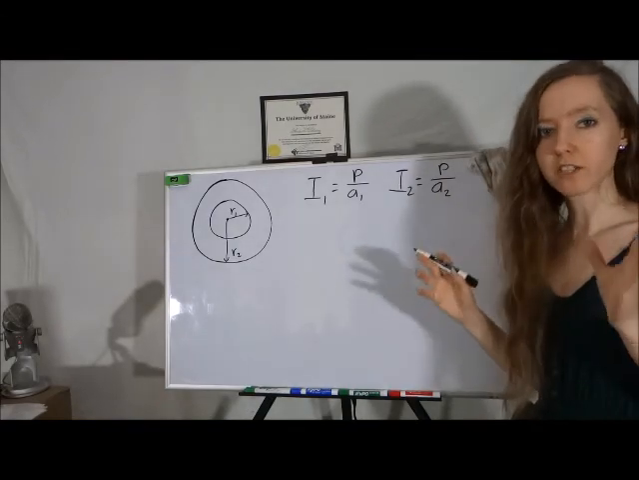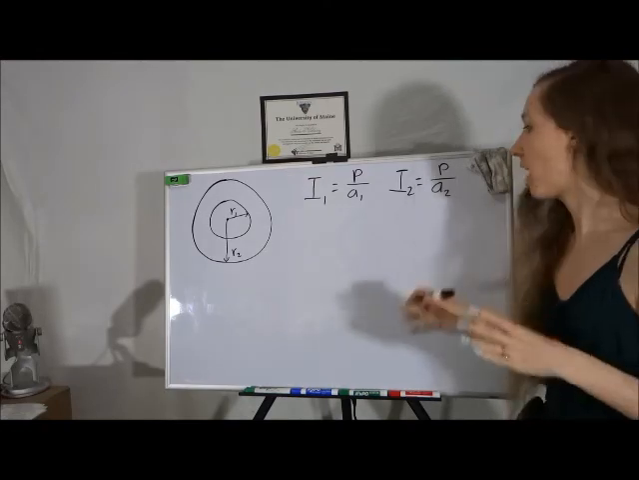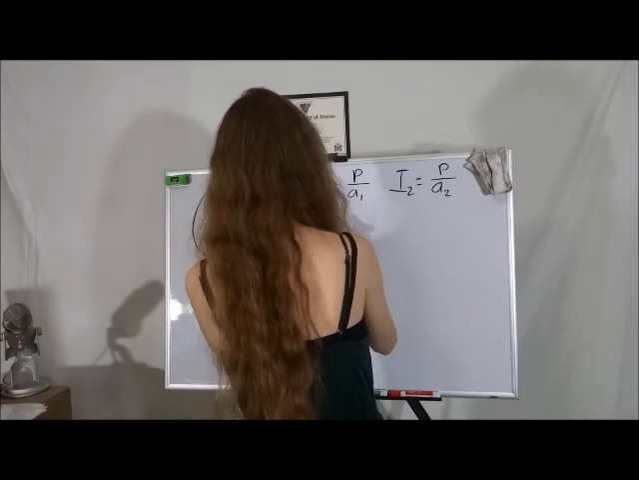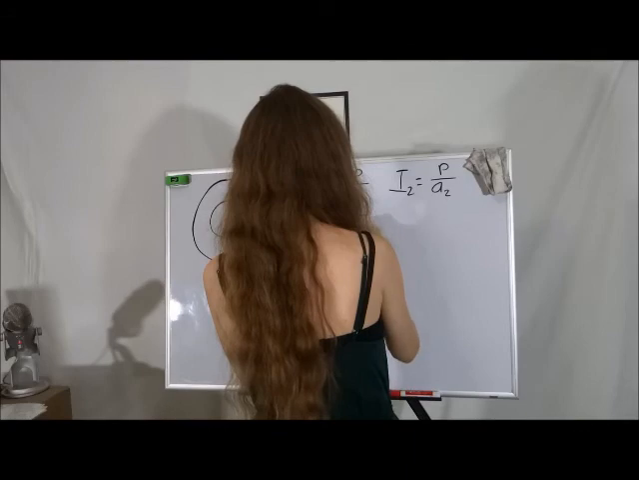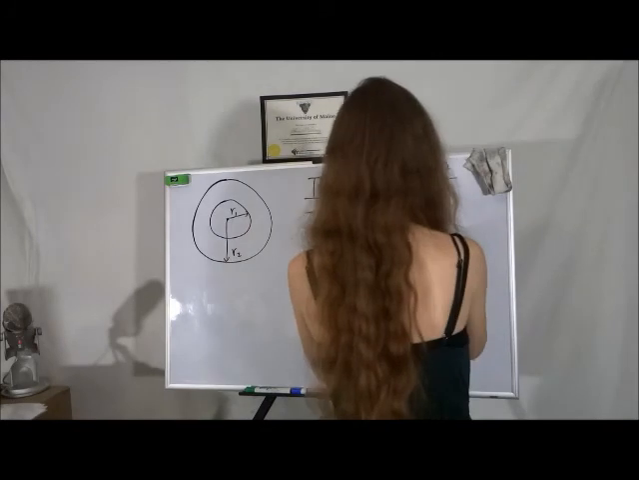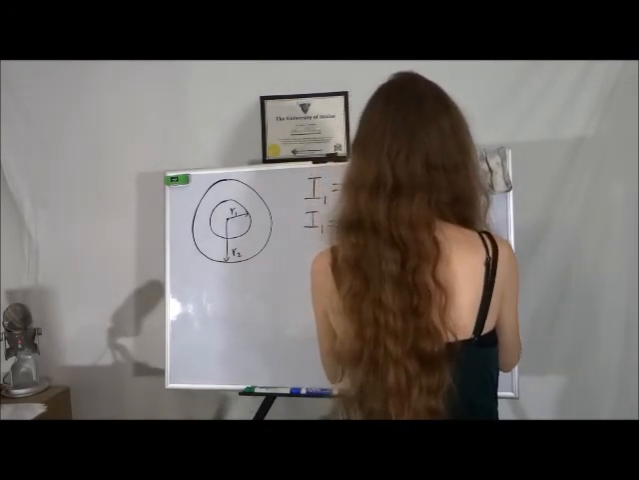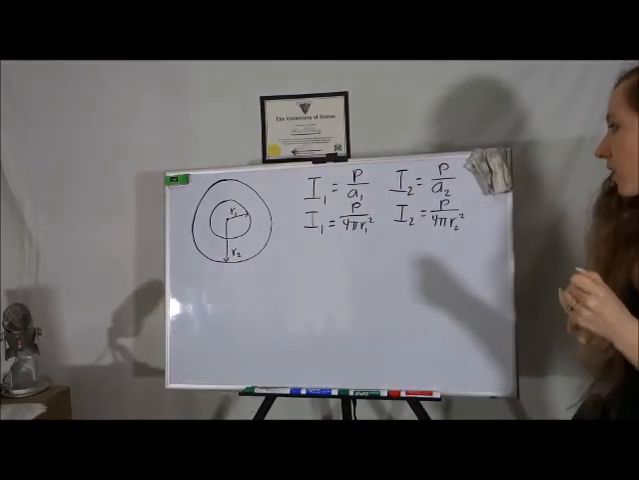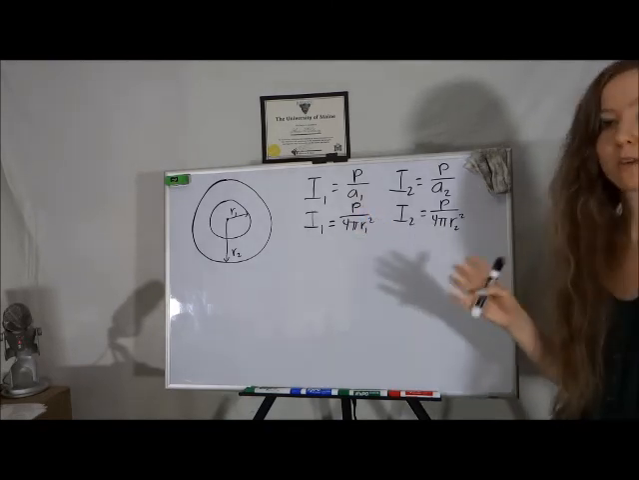Now the surface area of a sphere is 4 pi r squared. So since these are spherical and not circular, we have to use 4 pi r squared. So I1 is equal to power divided by 4 pi r1 squared. And then for I2, we're going to have the same thing, power divided by 4 pi r2 squared. Now, what I'm going to do next is solve for power in both of these and then set them equal to each other.